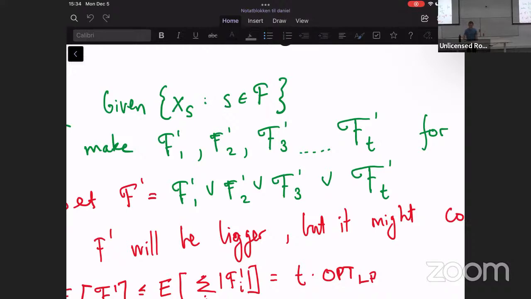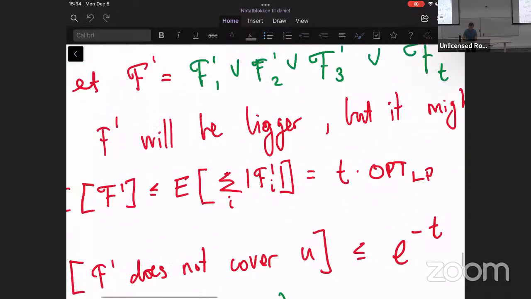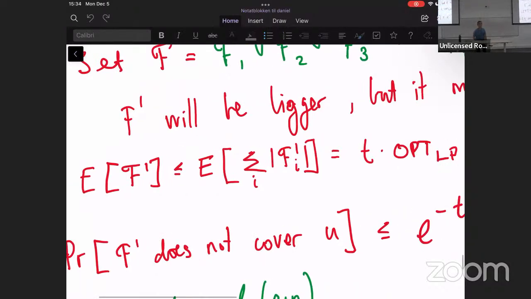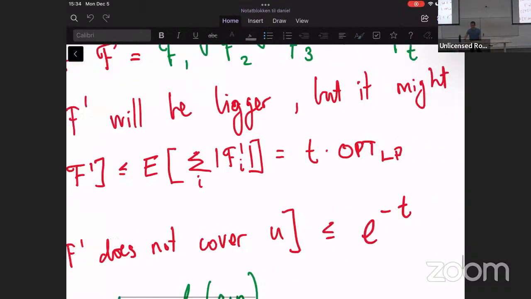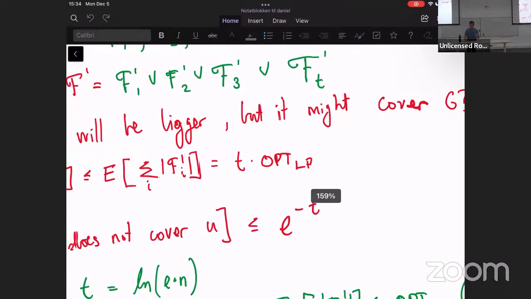How much bigger will F prime be? The expected size of F prime is the sum of the expected sizes of the Fi's. Each one of them is opt LP. So by linearity of expectation, this is nothing but t times opt LP. If you take t families, each with expected size opt LP, the expected size of the union is at most t times opt LP.